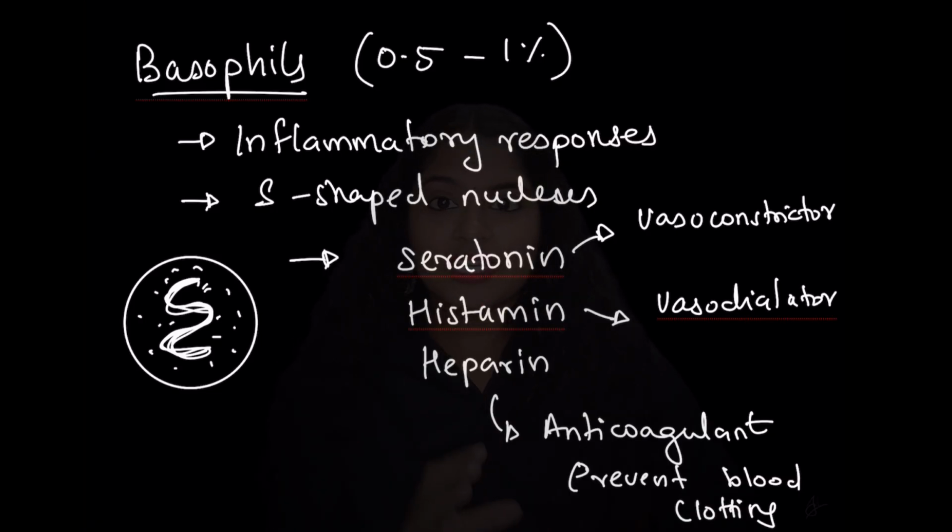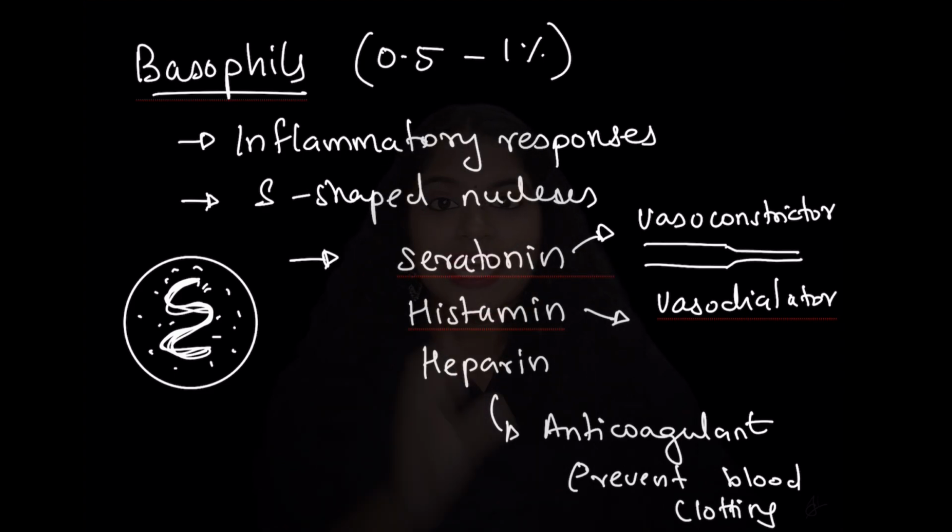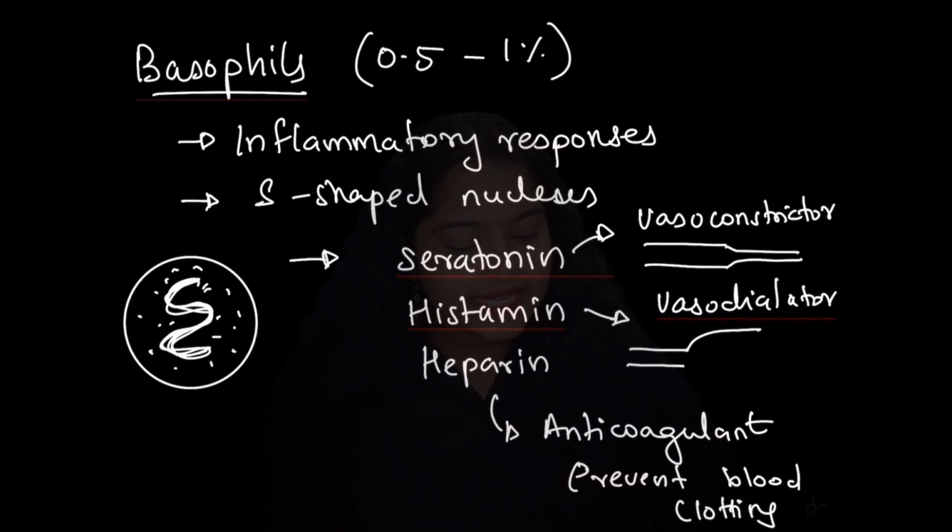Now let us see what is vasoconstrictor and what is vasodilator. This is a normal blood vessel. If vasoconstrictor is present, it will constrict the blood vessels. Now what is vasodilator then? If this is a normal blood vessel, it will dilate the blood vessels. So you understood what is vasoconstrictor and vasodilator.